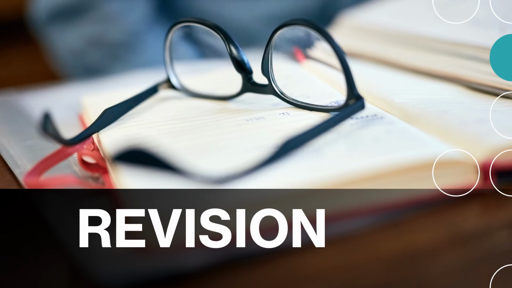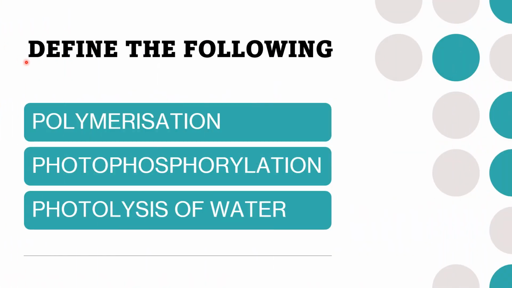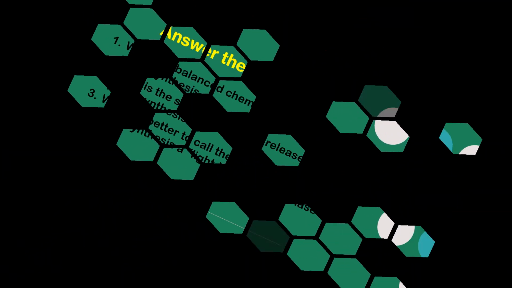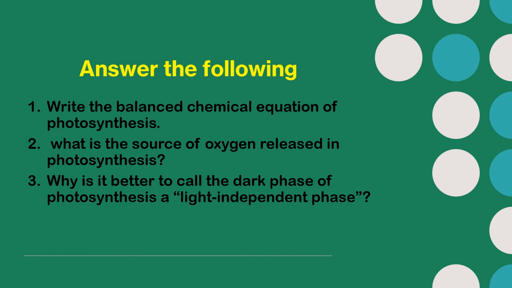Revision. Define the following: polymerization, photophosphorylation, photolysis of water. These are very important definitions for examination. Answer the following. Write the balanced chemical equation of photosynthesis. That we already learned in the last video. You can go through that. You have to write the balanced chemical equation.